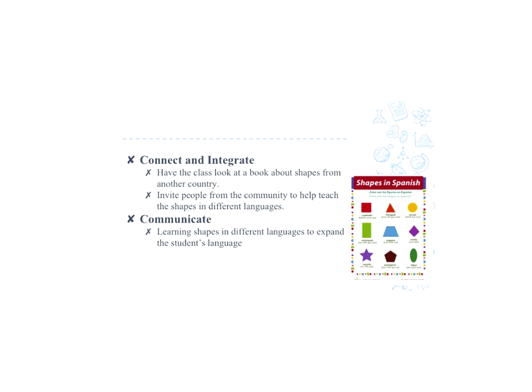So we would have the class look at a book about shapes from another country potentially, and even bring in people from the community that may be able to help teach those shapes in different languages to start building a connection between the words that we have here in English and words of another country, because right now there is also that huge push of foreign languages and how essential they are at these early ages.